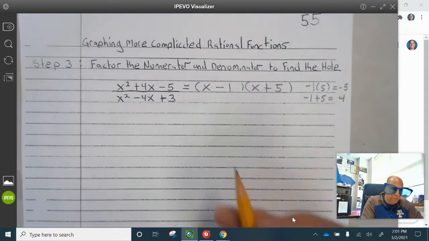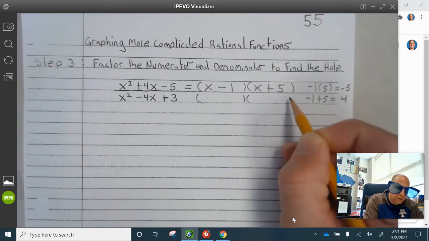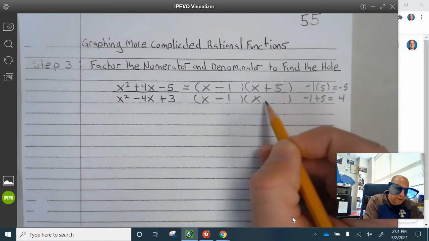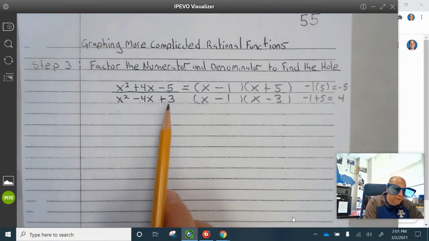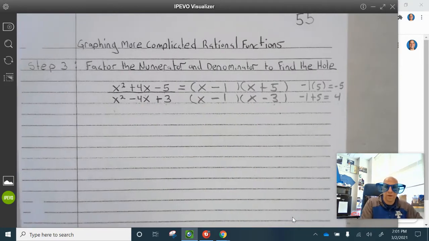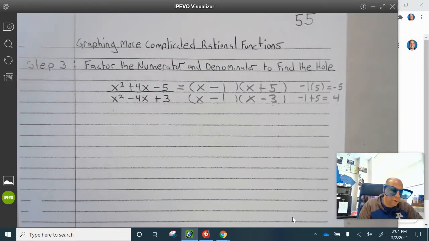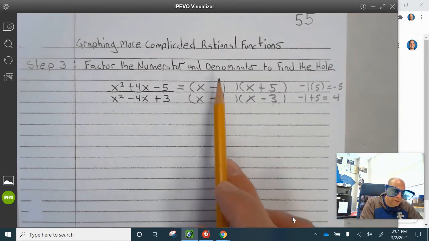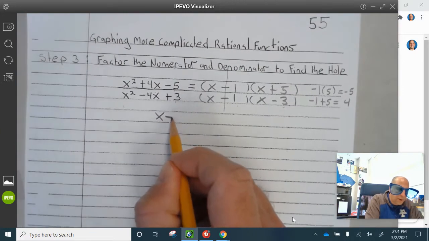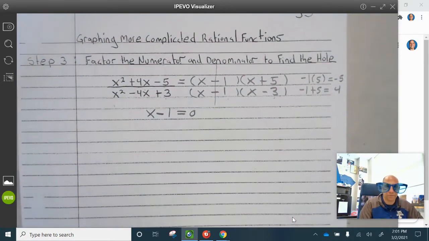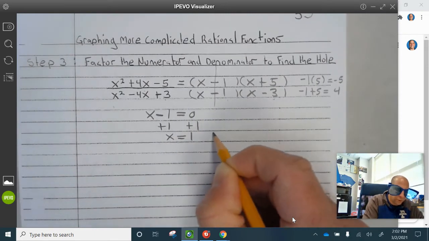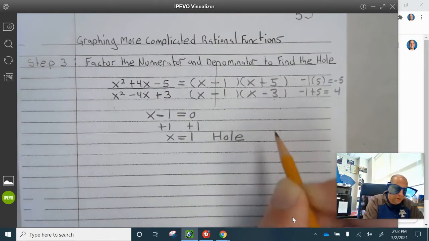Okay, now we already factored the denominator. We know that it's x and x, which make x squared, and we know that negative 1 times negative 3 gives us positive 3, and negative 1 and negative 3 combine to be negative 4. Okay? Now, to find the hole, you find out what divides and becomes 1. Well, this divides and becomes 1, so that's where your hole is. So we need to set x minus 1 equal to 0 and solve. So add 1 to both sides, x equals 1. So that is where your hole is. Okay?